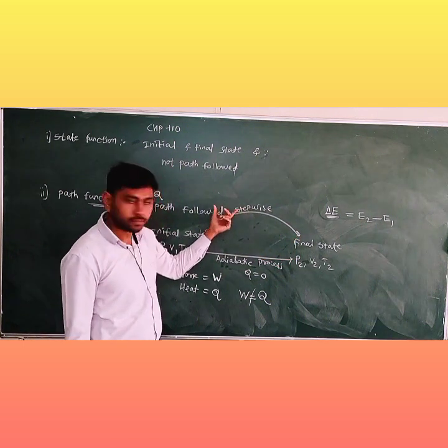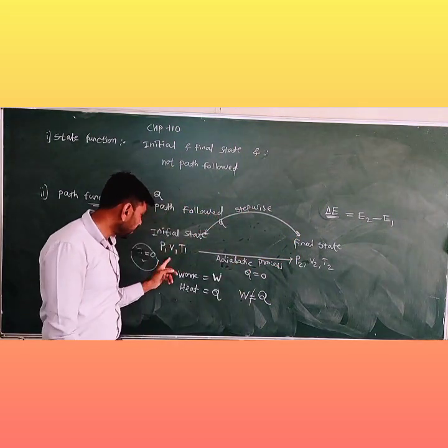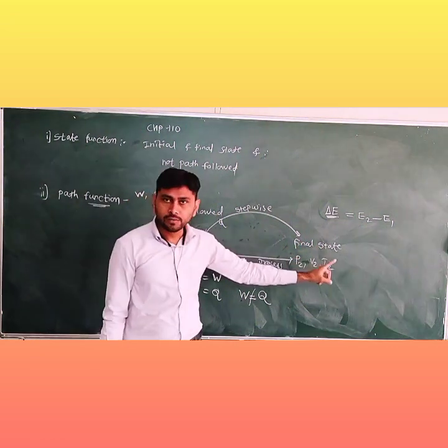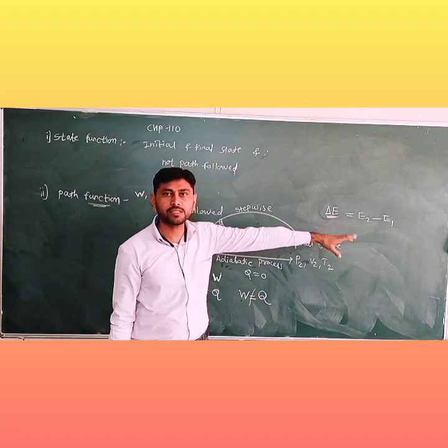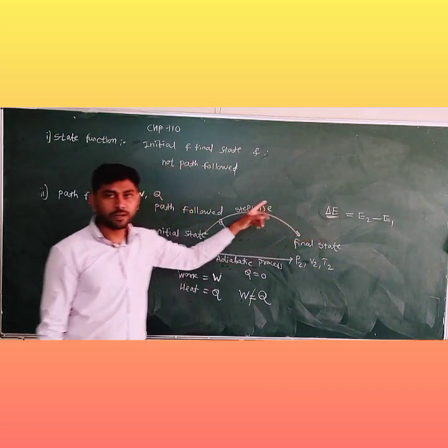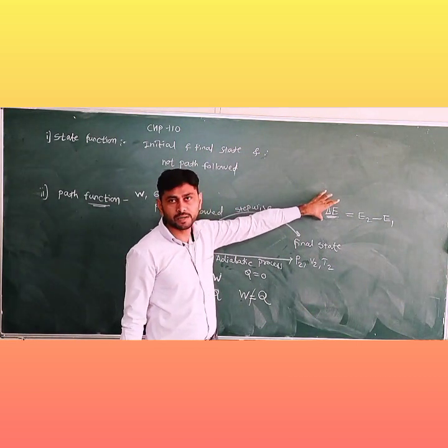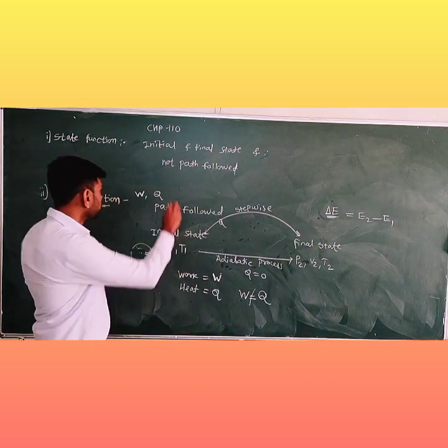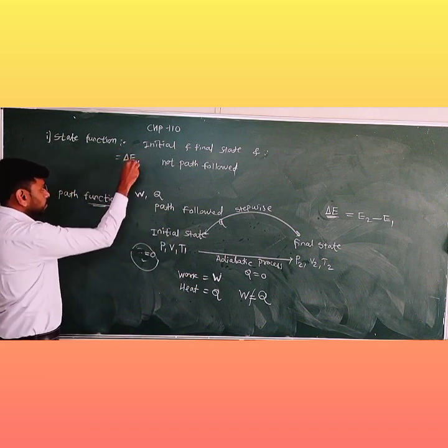That means it does not depend on path. It depends directly on the initial and final state of the system. So the difference of final and initial state gives the constant value. So it is a state function and not a path function. So delta E is a state function.